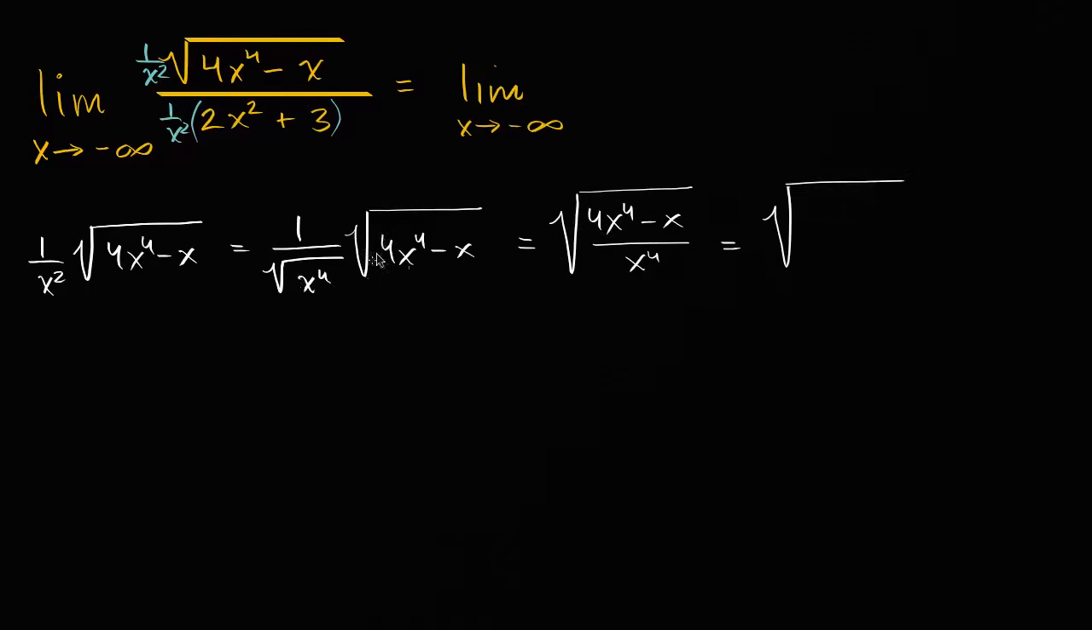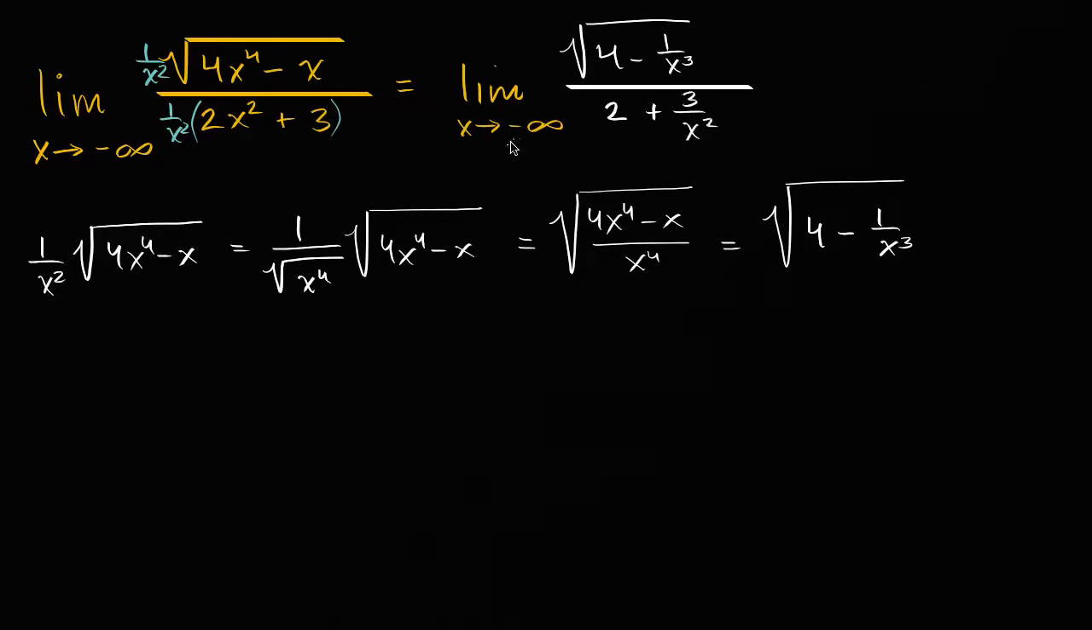You could view this as the square root of all this divided by the square root of this, which is equal to, just using our exponent rules, the square root of 4x to the fourth minus x over x to the fourth. And then 4 minus x over x to the fourth is 1 over x to the third. So this numerator is going to be the square root of 4 minus 1 over x to the third power. And then the denominator: you divide 2x squared by x squared, you're just left with 2. And then 3 divided by x squared is 3 over x squared.